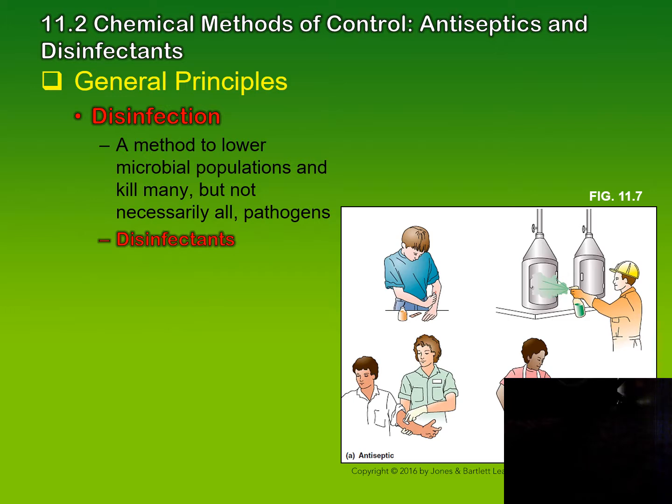disinfectants and antiseptics are both chemicals that can be used for disinfection and microbial growth control. Disinfectants are going to be able to lower the microbial population, where antiseptics most times will be able to essentially get rid of all the microbes.